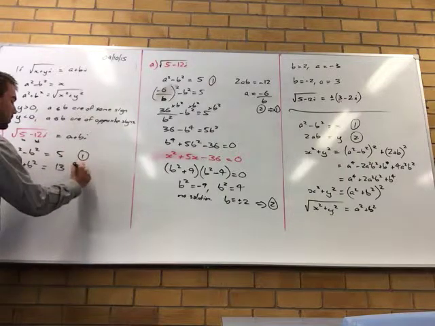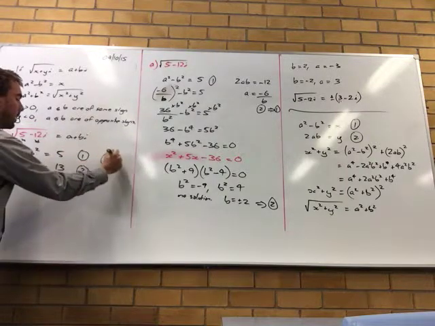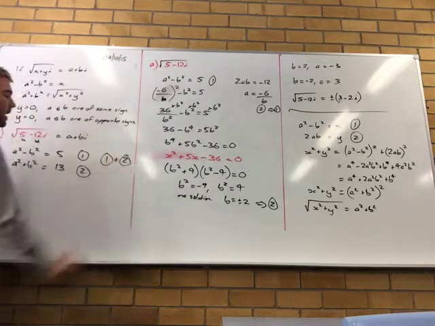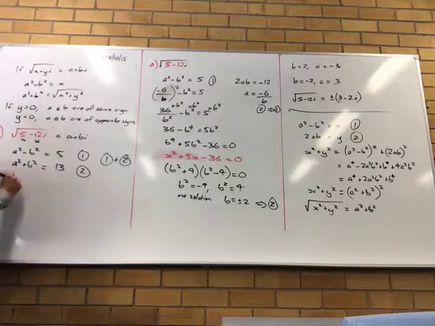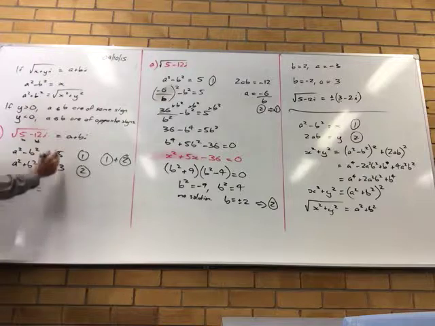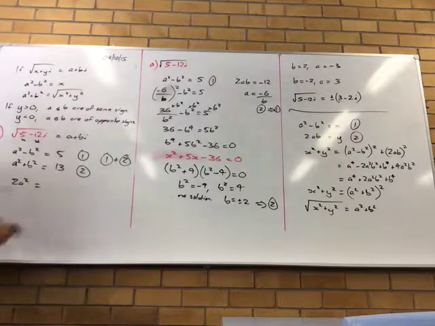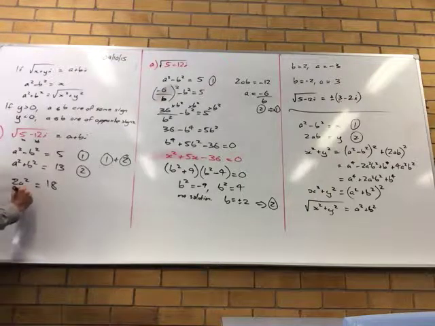So you're going to add 1 and 2 together to get a's, because they have the same coefficient, so if I do an addition or subtraction, it's going to eliminate one of your variables. So 2a squared is equal to 5 plus 13, 18. a squared is 9.